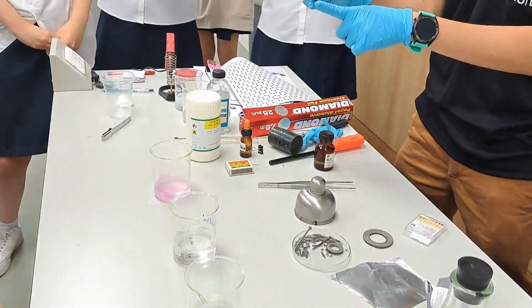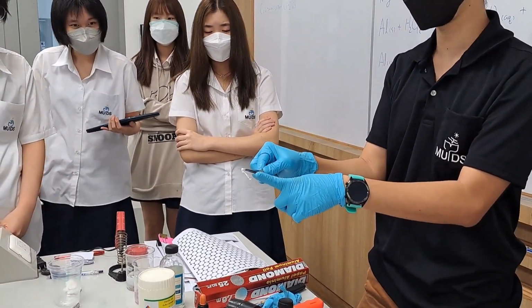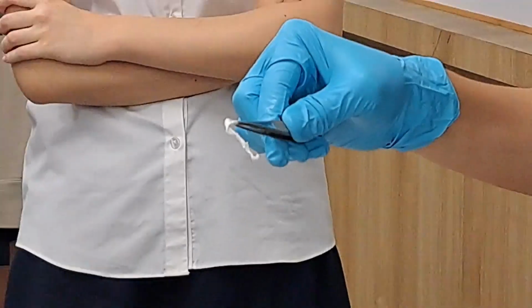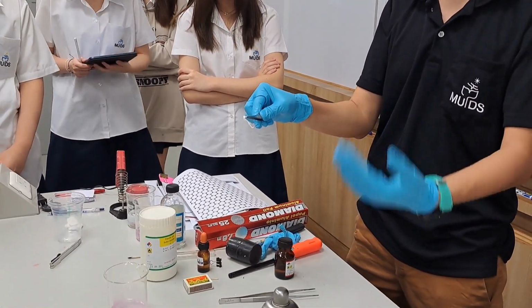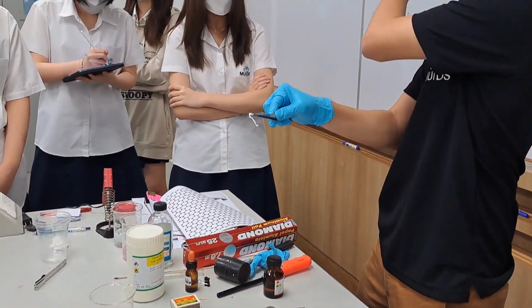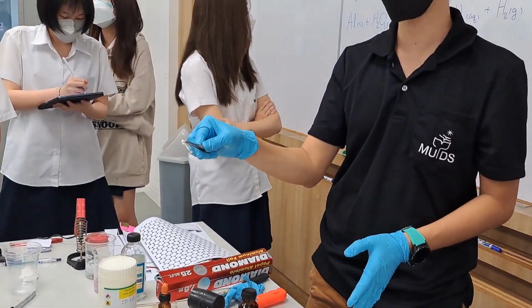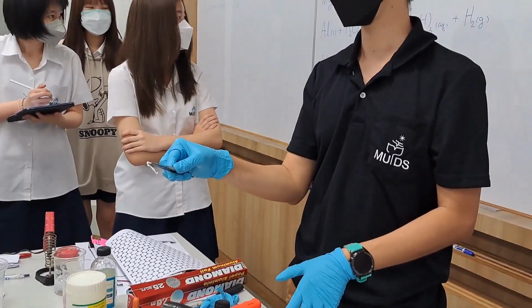Okay, so this is the magnesium metal that reacts with oxygen. That was a combustion reaction, burning. Magnesium reacts with oxygen to form magnesium oxide. This is the ash of magnesium.